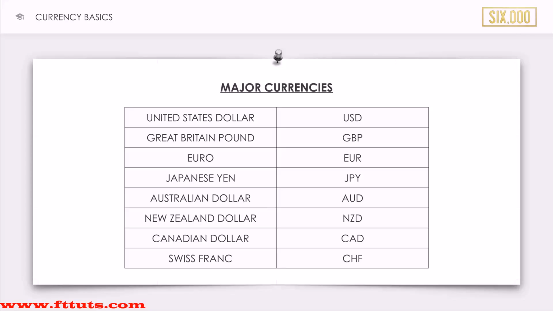So what I want you to do is screenshot this slide or write it down in your notebook. You will need to remember these currencies over time. These are the main currencies in the Forex market that we focus on.